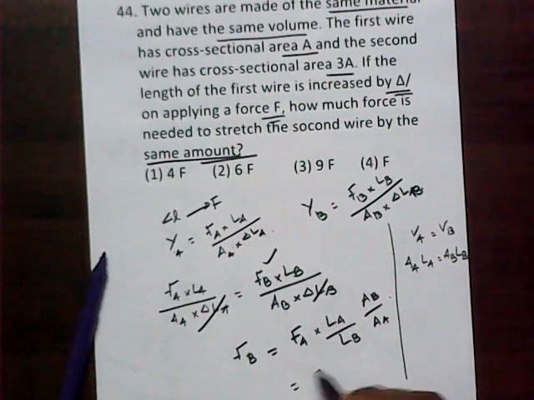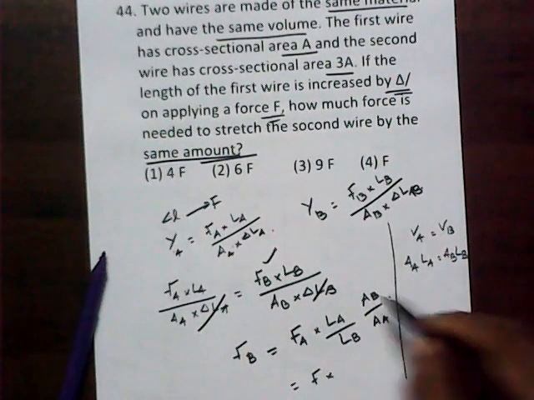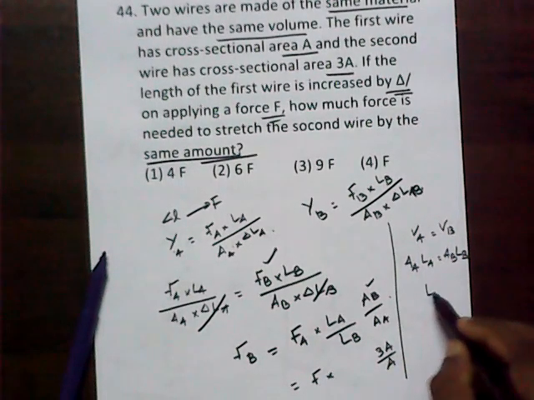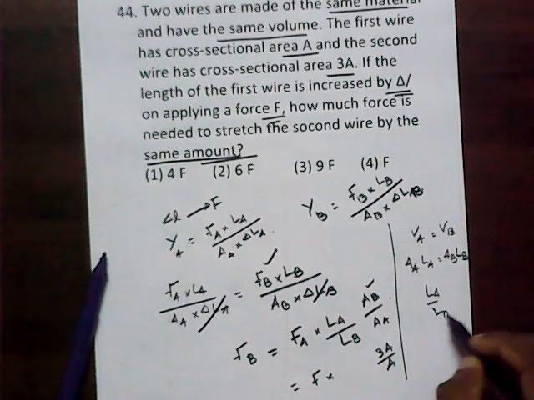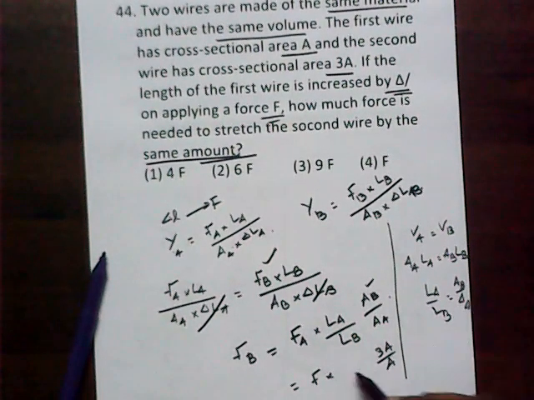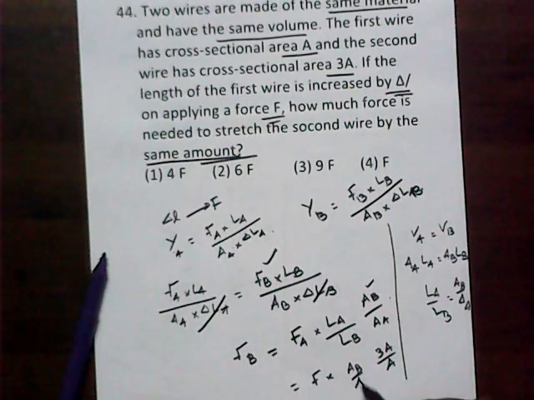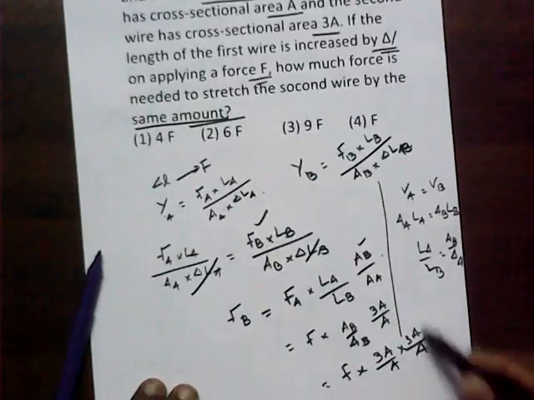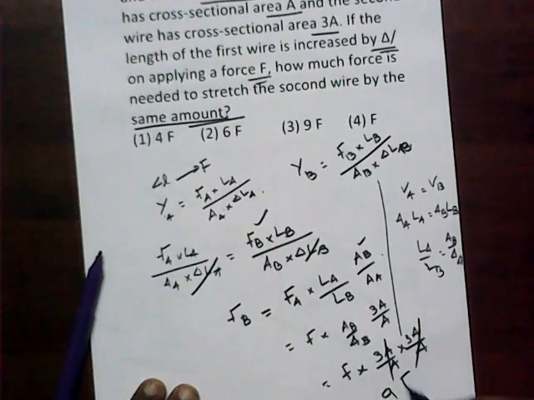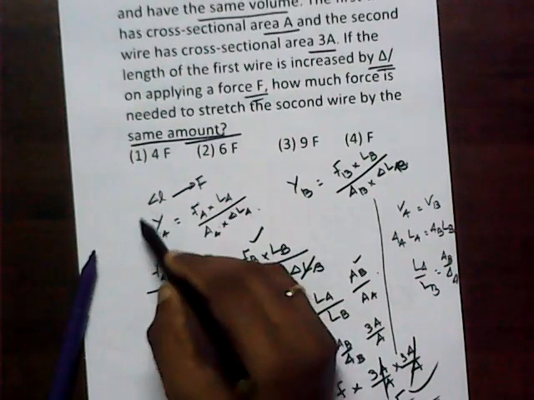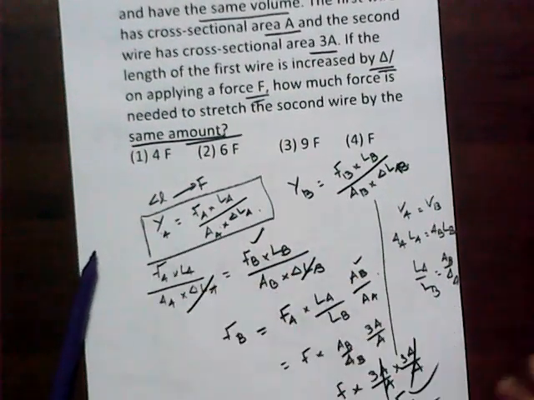So here the area data is conveniently given. That A B is 3A by A. What about length? So L A by L B takes the value equal to A B by A. So we know the concept again. A B is 3A by A. So A cancels. You get the value as 9F. So that is the answer. A good concept. So keep in mind the relation. It is a very important concept.